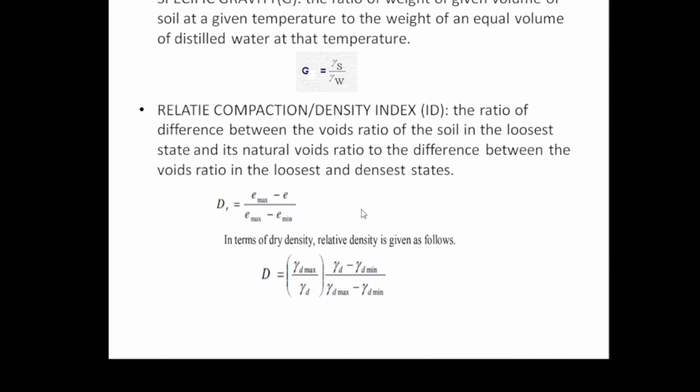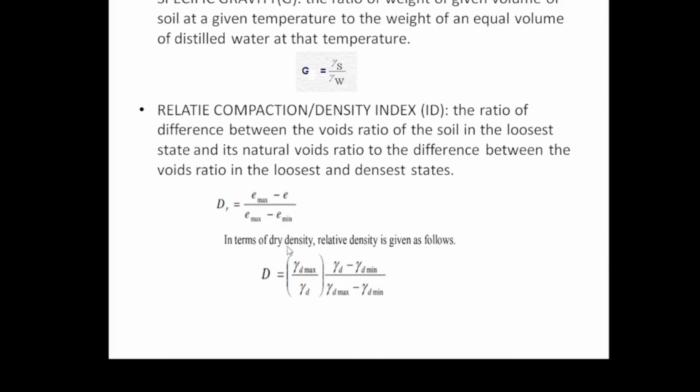Another term is relative compaction, also called as density index, that is ID. It is nothing but a ratio of voids ratio in the soil to the loosest state. Okay, when it is loose, the voids are maximum, minus the natural voids ratio, to the voids ratio in the loosest state to the densest state. Now when the soil is in the loose state, that means the voids are more, so it becomes E max. And whenever the soil is in the dense state, that means the voids are less, so it becomes E minimum.